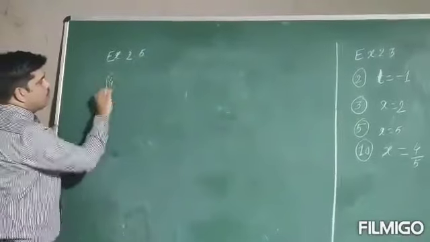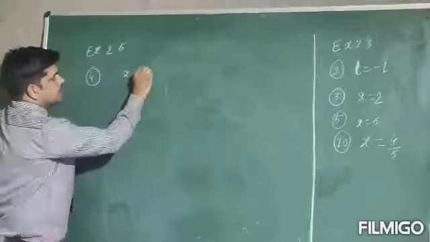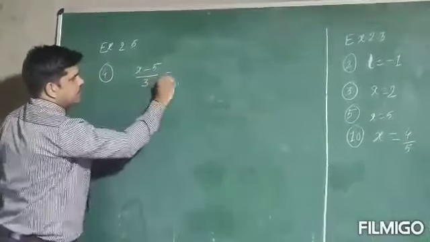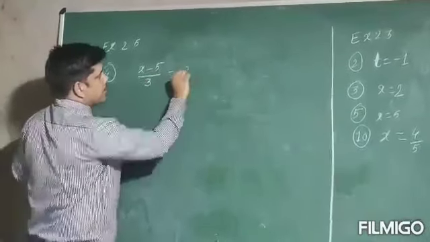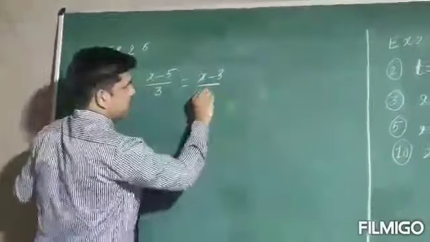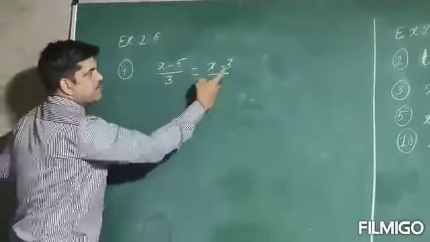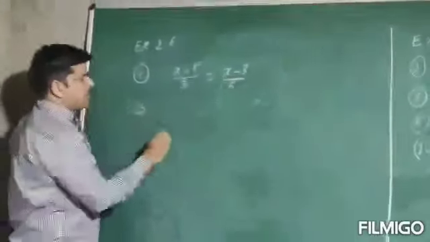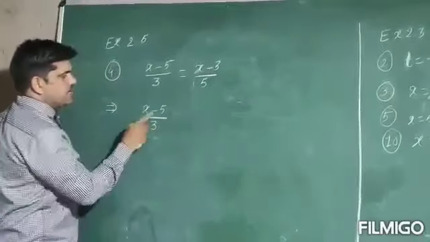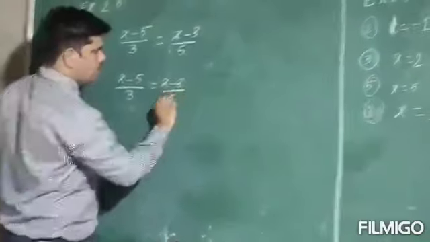Question number 4 of exercise 2.5. The fourth question is x minus 5 upon 3 is equal to x minus 3 upon 5. What is the question? x minus 5 upon 3 is equal to x minus 3 upon 5. In the solution we will write first as it is. The equation is x minus 5 upon 3 is equal to x minus 3 upon 5.